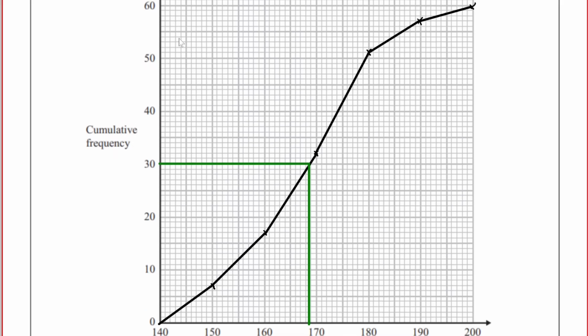If we were asked for the interquartile range, we need to split it into quarters. So there are 60, so that'll be 15, and 45, then the difference between them. So let's just do that quickly. So 45, the upper quartile is at 177. The lower quartile, 158. So 177 minus 158, which is 19. So the interquartile range is 19.